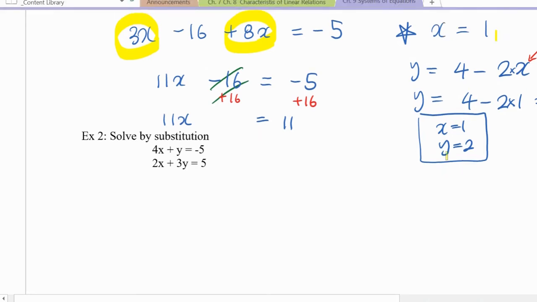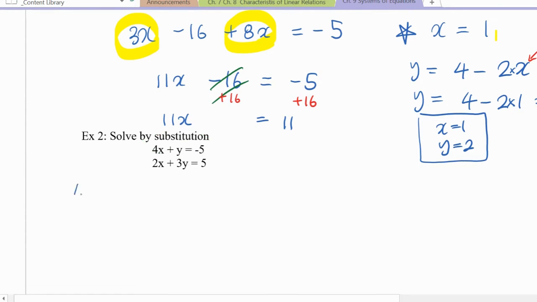Solve by substitution. Look at the first one. 4x plus y equals negative 5. 2x plus 3y equals 5. Which variable would you like to isolate? Do you want to isolate x or y? So in this case, if you isolate y here, that would be a lot easier because y has coefficient 1. So very simple if you isolate this y, all right?